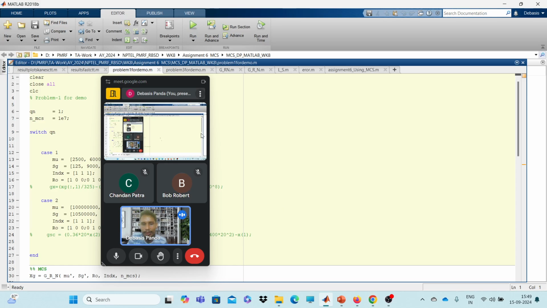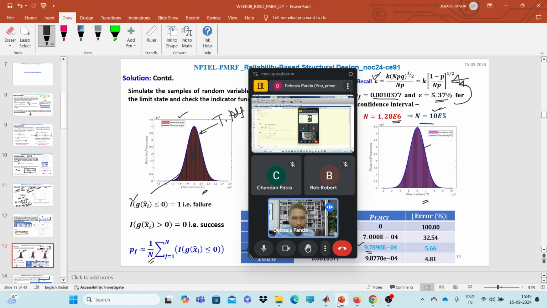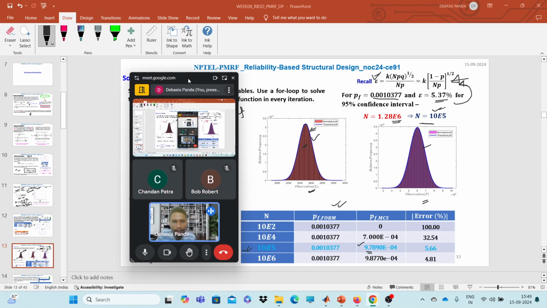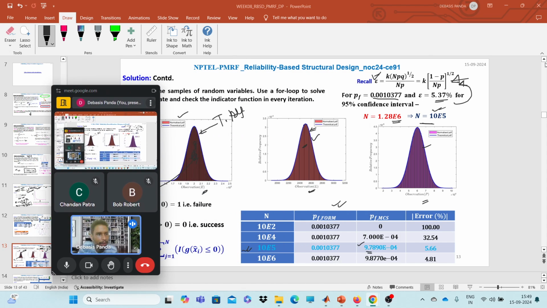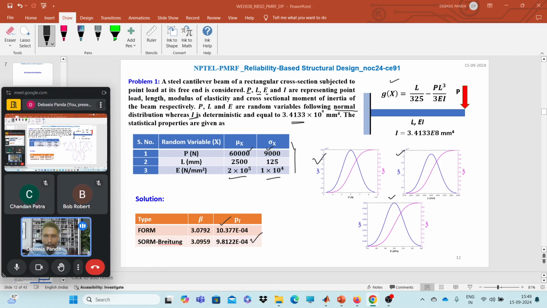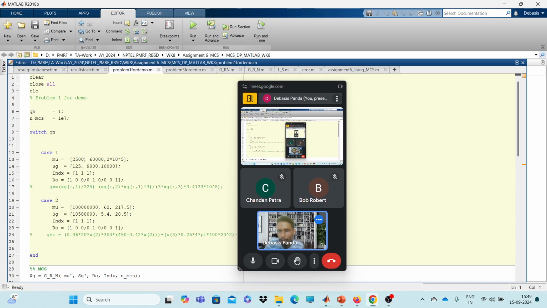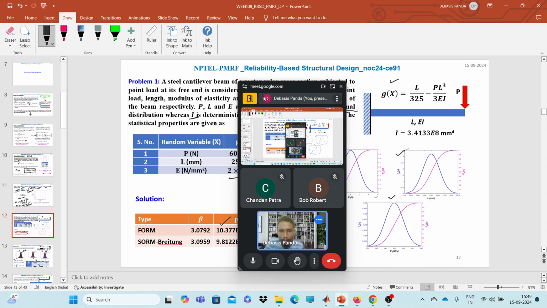So first problem, let's quickly solve this problem. What was the first problem? How many random variables are there in our first problem? We have three random variables, right? One, two, three. So first P, L, and E. We need the mu and sigma of these three random variables. Here I have added mu: first 2500, then 60,000, and 2 into 10 to the 4, and the corresponding sigmas of our random variables.